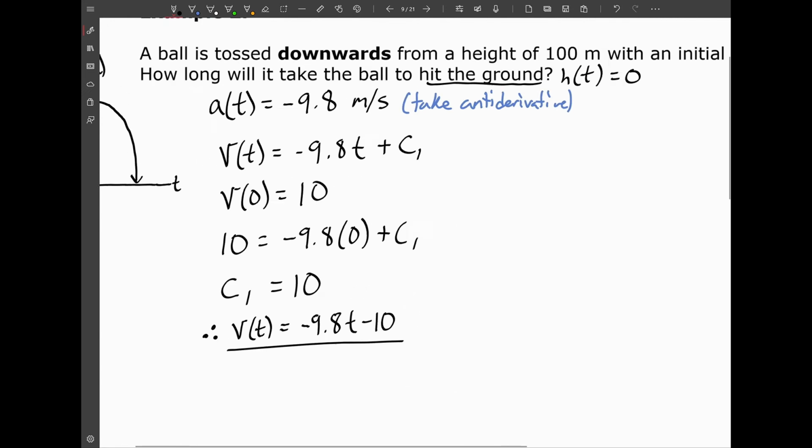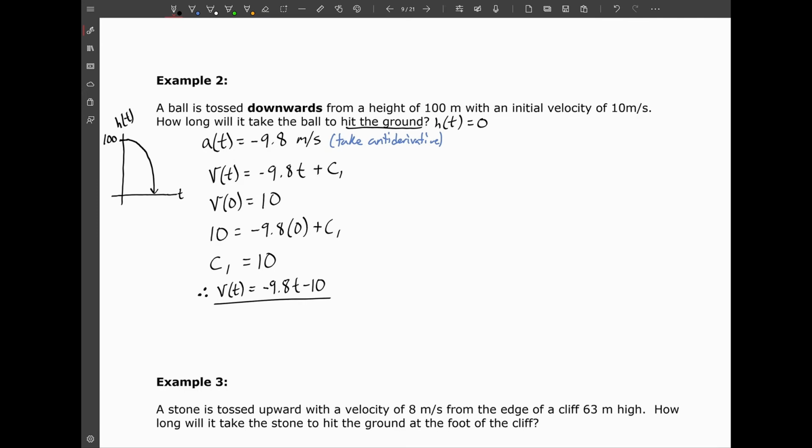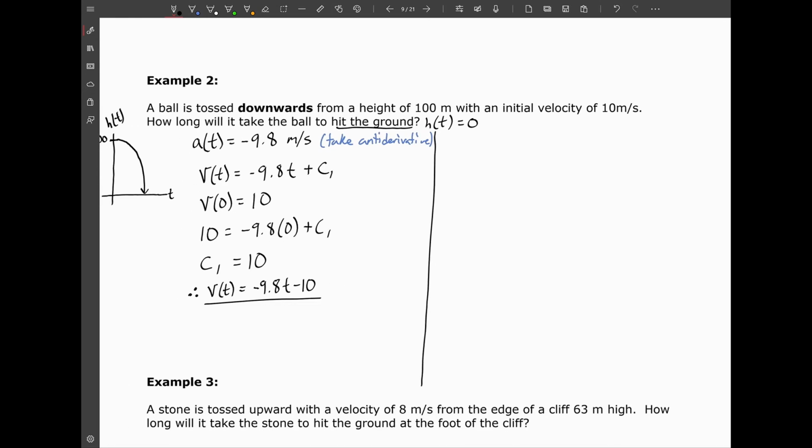All right. So now that we've got our velocity, we need to figure out our height. Now, height has basically taken the position.